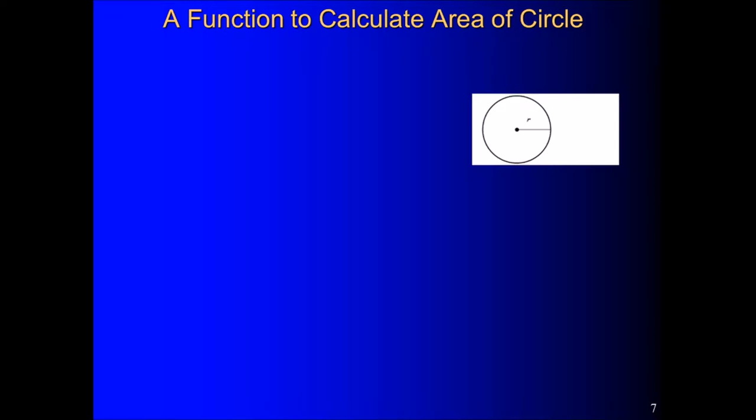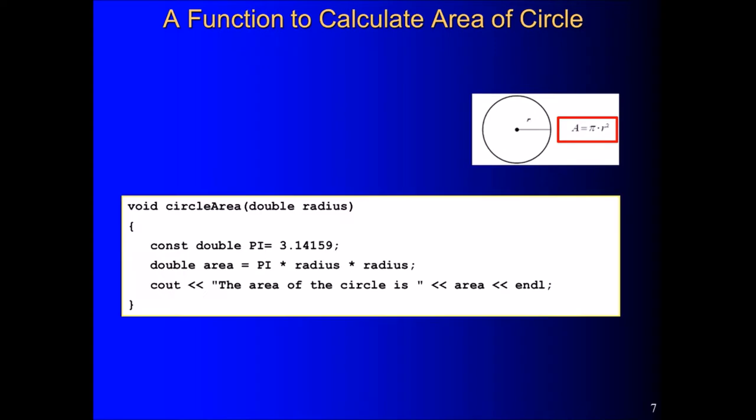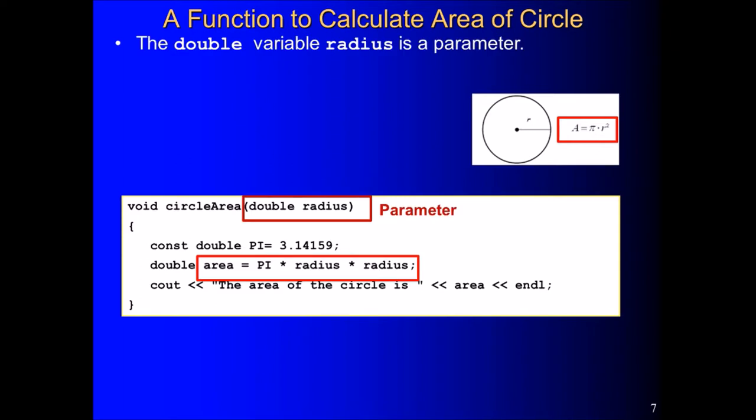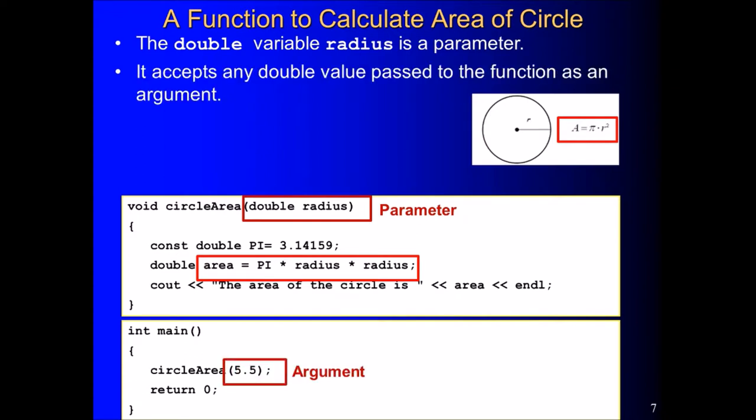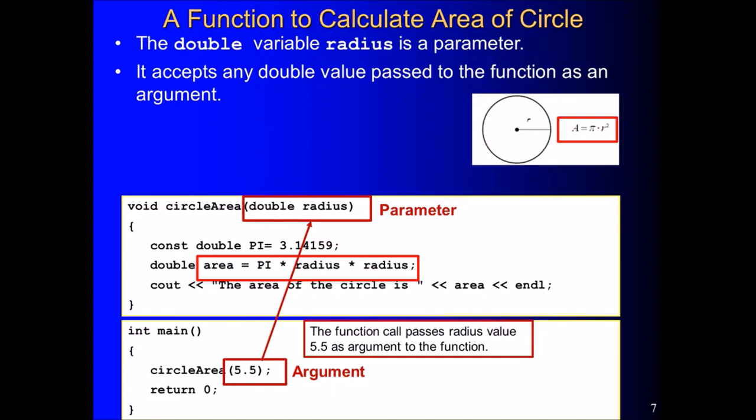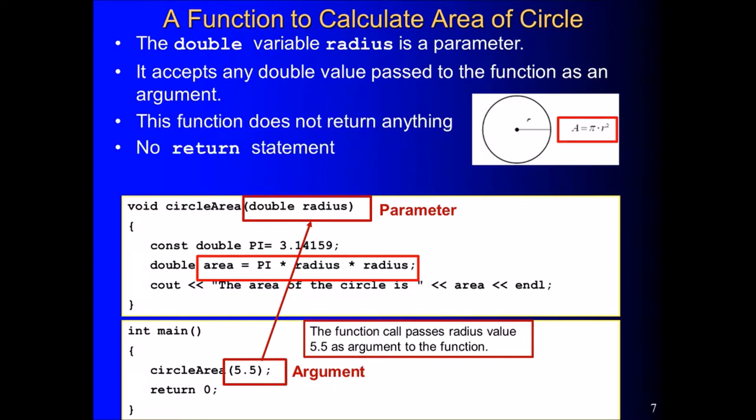Well, now it is time to see these concepts in action in a real program. Okay, so we know that the area of a circle is pi r square. So here is a function called circle area, where area is calculated as pi times radius squared. The function takes radius, a double variable, as the parameter, calculates the area and prints a statement showing the area. Okay. And how does main call this function? Main calls this function passing an argument 5.5. And one important thing here is that the function does not return anything, no return statement, and has a return type of void.